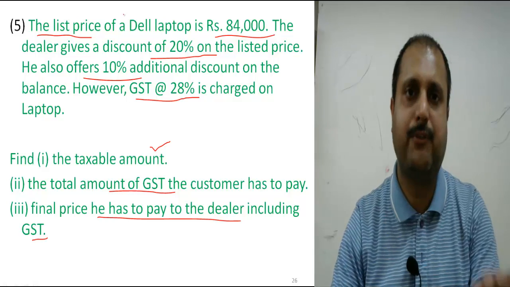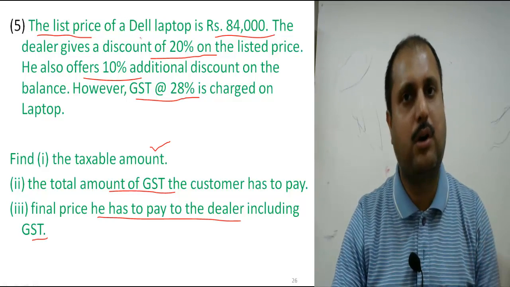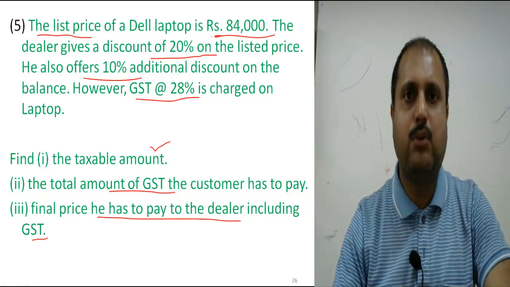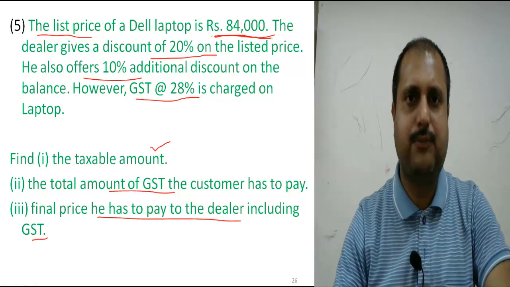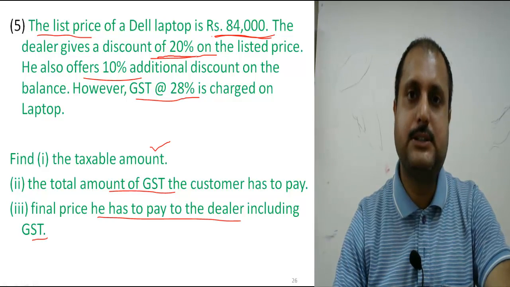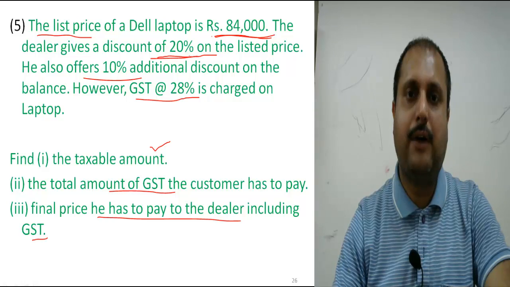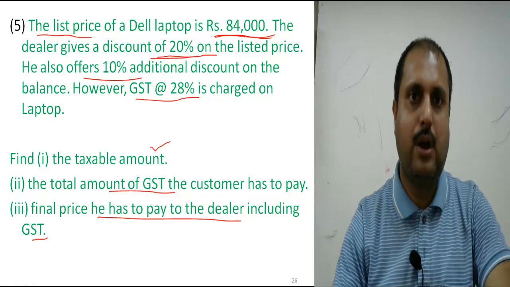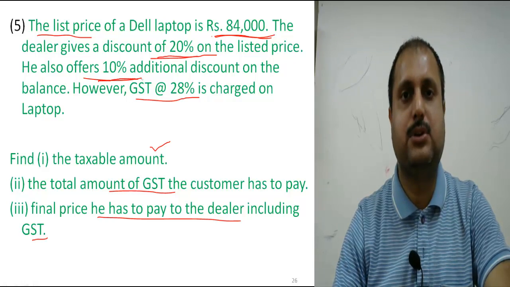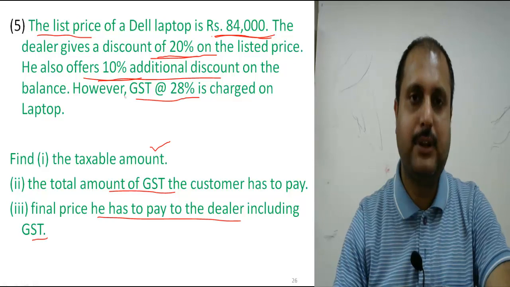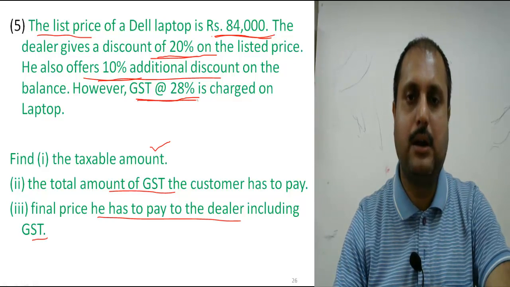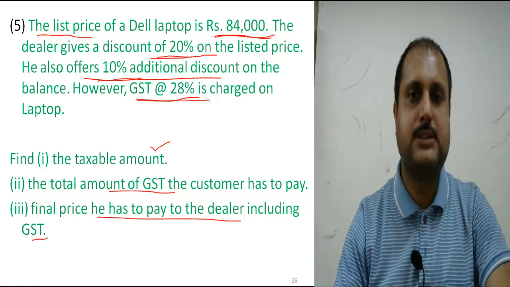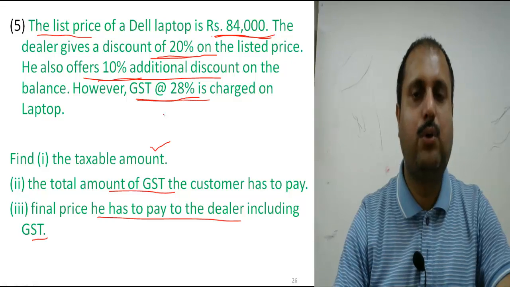Whatever the question is telling, we will do according to that. So don't get confused about the question. The amount of the Dell laptop is 84,000. A 20% discount is being offered. After the discount has been made and you get the balance, again you have to deduct 10% because an additional discount is given. After that you have to get 28% of the balance, and then add it as the GST amount. So this is the whole question.